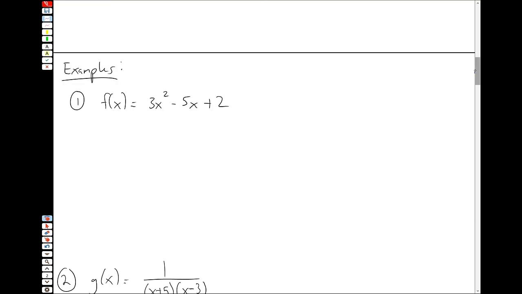So number 1, f of x is equal to 3x squared minus 5x plus 2. Okay. Now, hopefully you guys recognize this. This is what we call a quadratic function. We're going to get some more experience with these next week. So let's find the domain of this function. Okay, so again, we want to keep in mind our golden rules. We cannot divide by 0, and we cannot take the square root of a negative number.